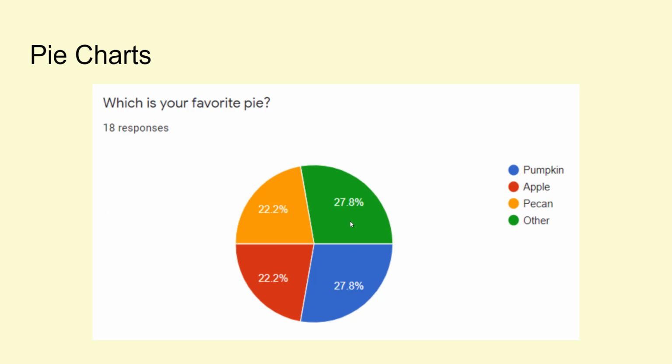From the survey you saw before, we asked favorite flavors of pie. In this pie chart, you can see that the size of the wedge corresponds to the frequency of responses. So for 18 responses, about 5 people chose other, 4 people chose pecan, 4 for apple, and then 5 for pumpkin.